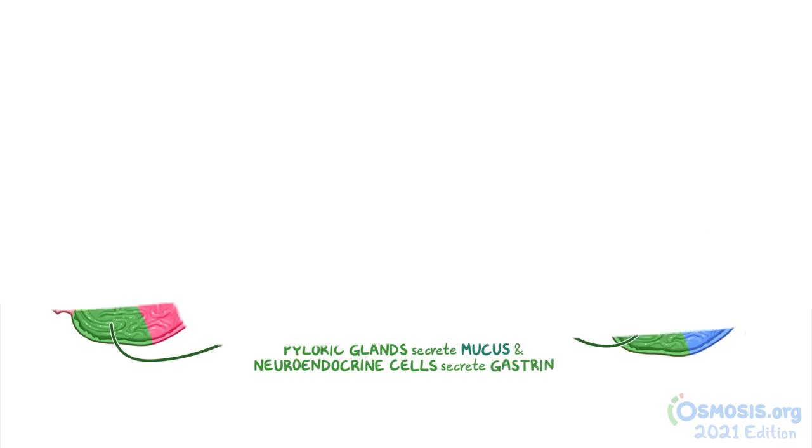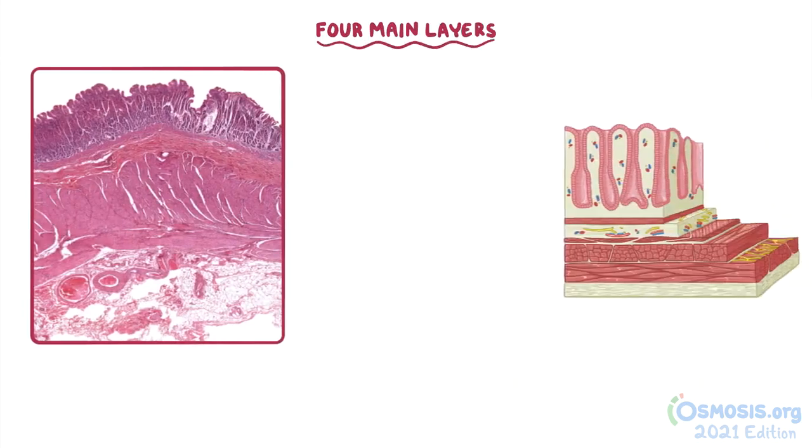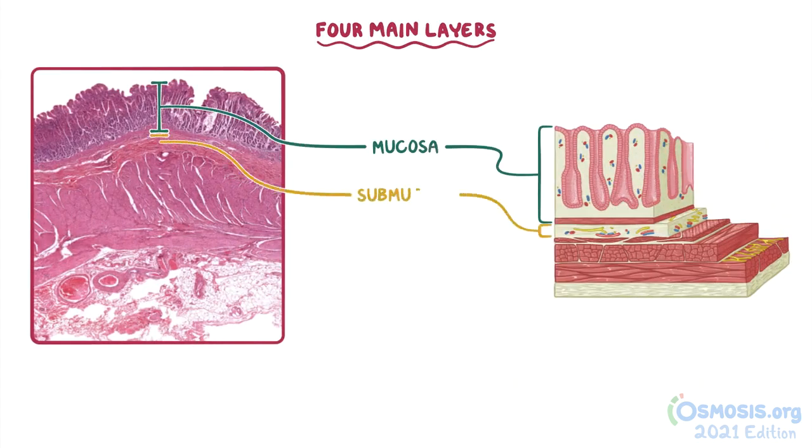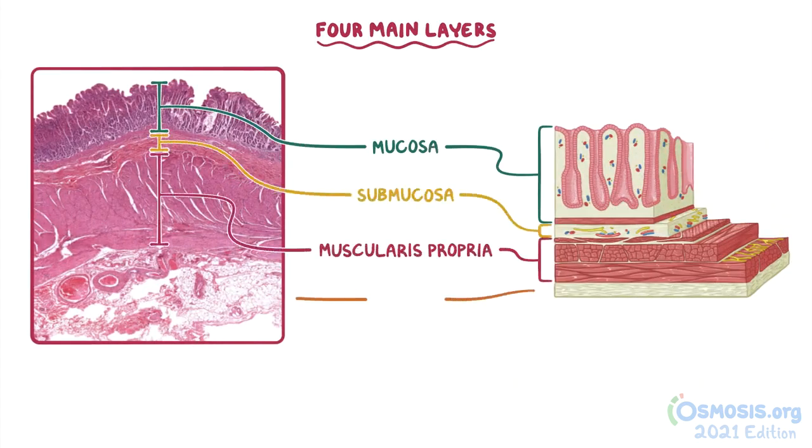Similar to the rest of the GI tract, the wall of the stomach has four main layers: the inner mucosa, submucosa, muscularis propria, and outer serosa. Although some portions of the GI tract have an outer layer of adventitia instead of serosa. This low-power longitudinal section of the stomach was taken from the cardia of the stomach.